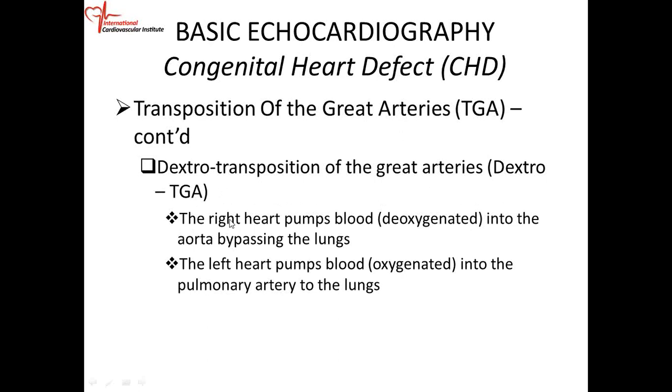So again, the right heart, which is the RV, is going to pump blood into the aorta, since the aorta comes out of the RV. And then the left ventricle is going to pump oxygenated blood into the pulmonary arteries, into the lungs. So this is self-defeating, because the purpose of the lungs is to oxygenate the blood, but it's getting oxygenated blood from the left side of the heart.